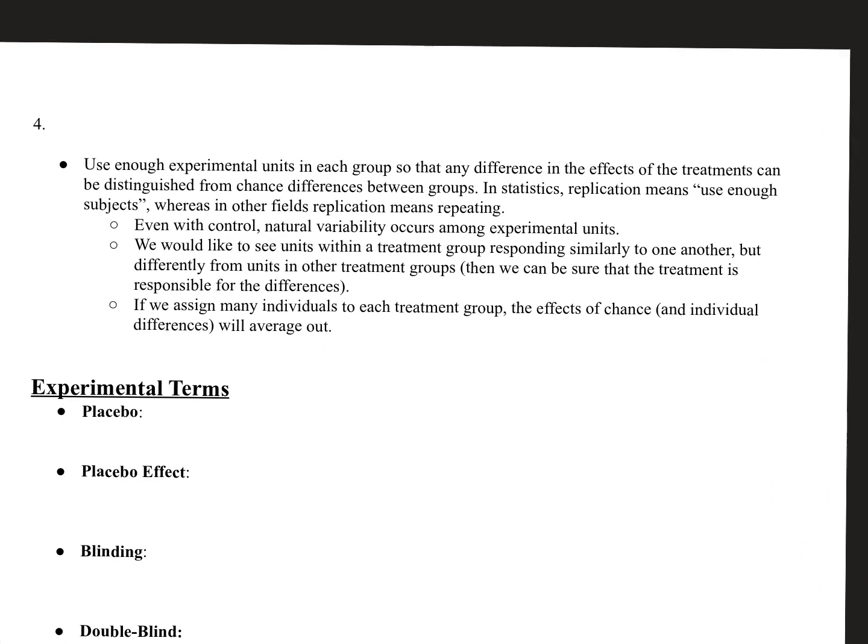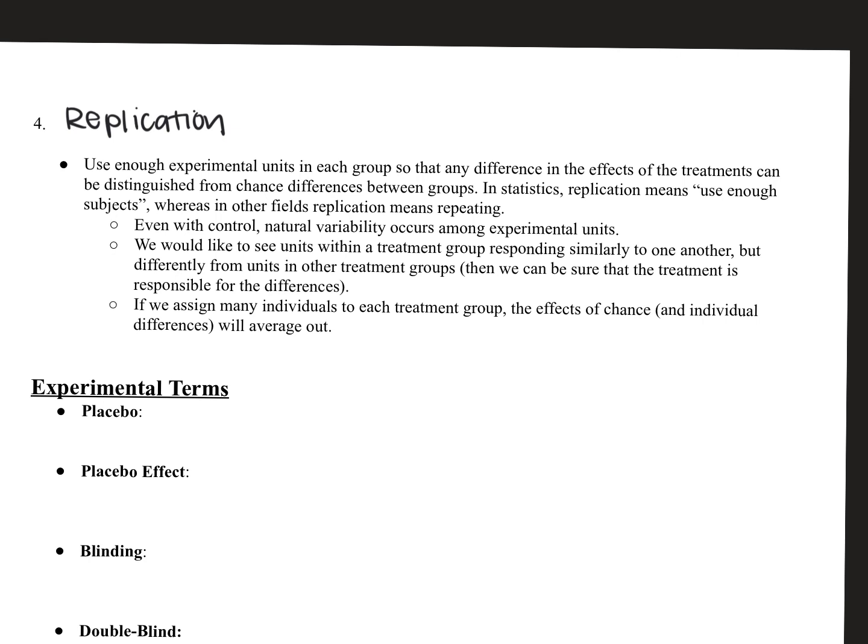The last thing is called replication, which is not necessarily the definition you would think it is. We want to make sure that we have enough experimental units in each group so that any difference in the effects of our treatments can be distinguished from chance differences between those groups. Replication here doesn't mean that you have to repeat it or replicate it. It actually means use enough subjects. It doesn't mean repeating. Basically it means, did you perform your experiment with a large enough sample?